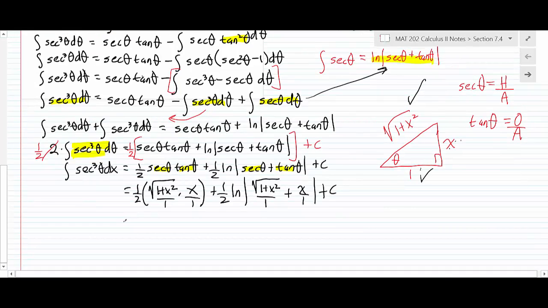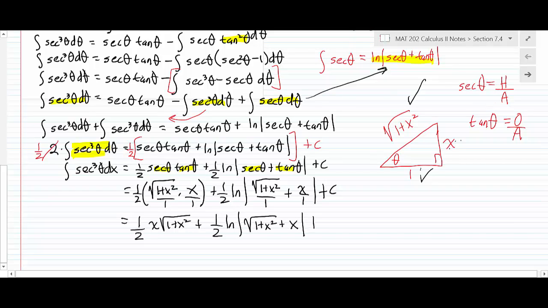So the final answer I'm just going to write like this. I'm going to write that as 1/2 x root 1 plus x squared. Then over here I'm going to have 1/2 ln absolute value 1 plus x squared plus x plus c. That's it. Okay, that's a pretty hard problem.